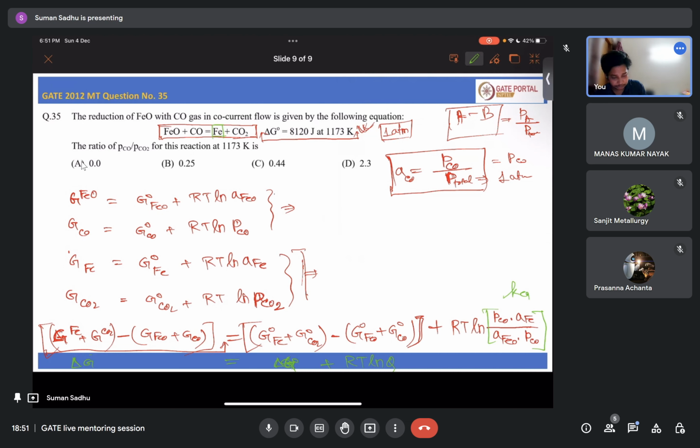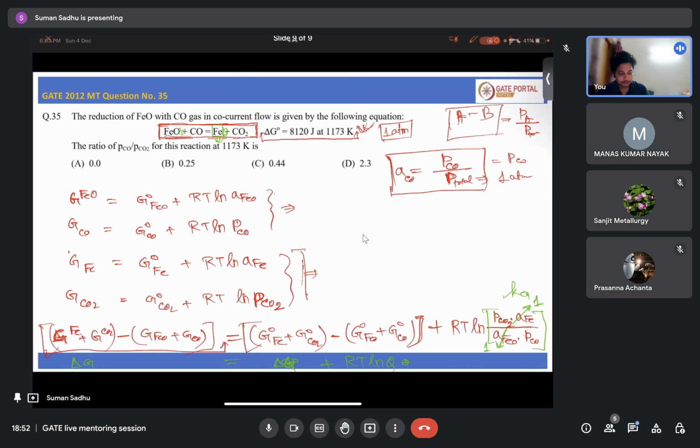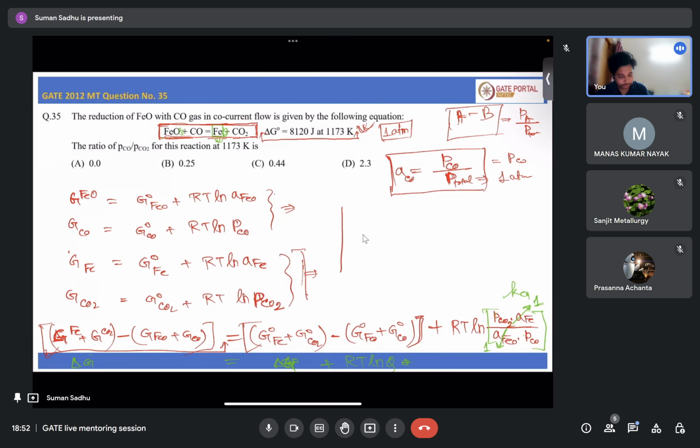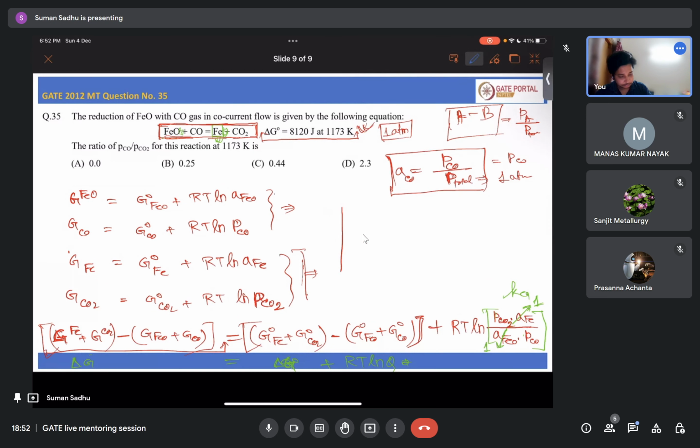Or if you think in terms of partial pressure, then also you can see, let's say in your total system at equilibrium, this is a container where the reaction is taking place. At equilibrium you have unreacted FeO and unreacted CO, and the products iron and CO2. So this is a container which is at 1 atmosphere pressure, right? Now the activity of any phase can be given as the ratio of the partial pressure of that phase and the total pressure.